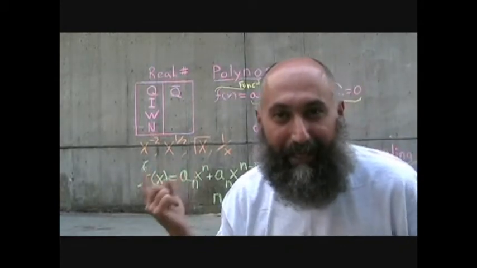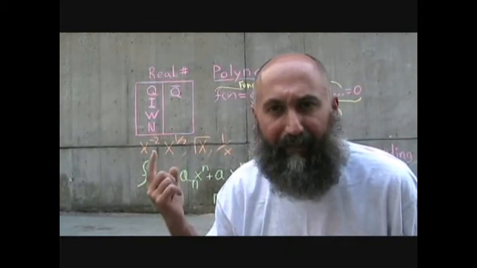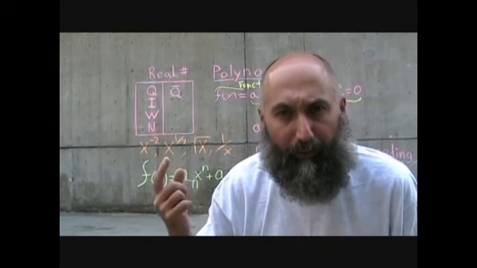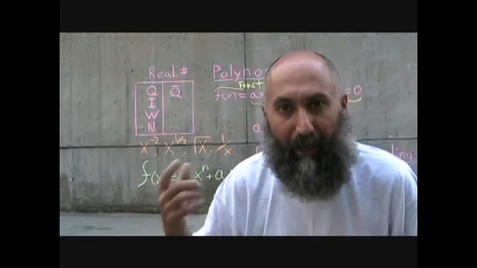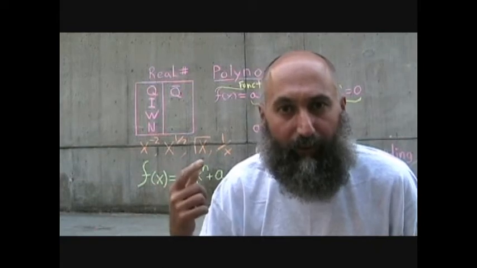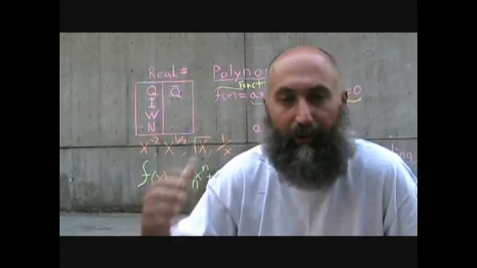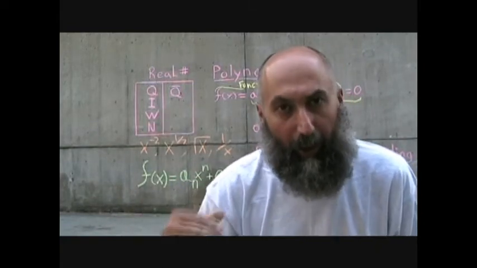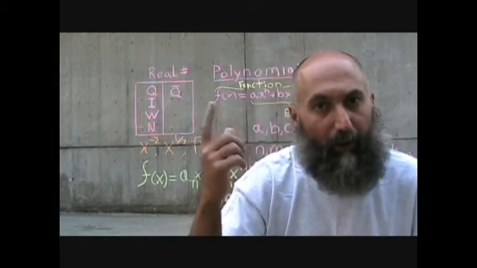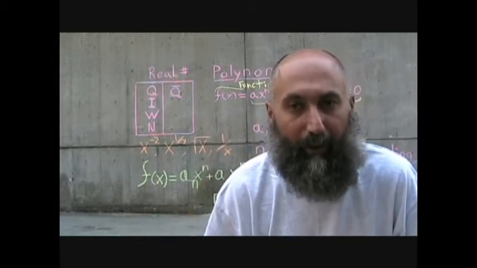So for example, anything in the orange: x to the power of negative 2, x to a power of 1 over 2, or 3 over 2, or 5 over 2, the square root or any root of x, or 1 over x. x can't be in the denominator. Those are not considered to be polynomial functions or polynomial equations.